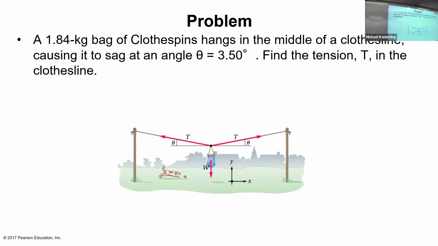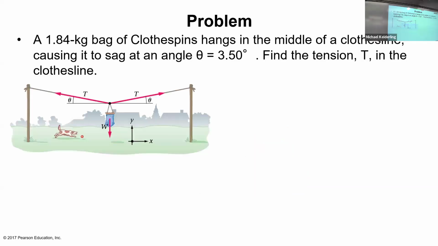So this is a similar problem. We have two tensions, they're both at 3.5 degrees above the horizontal, and we want to find the tension in the clothesline. So they're going to be applying tension times cosine theta horizontally and tension times sine theta vertically in this case. The mass is 6.2 kilograms. G is 9.81 meters per second squared.